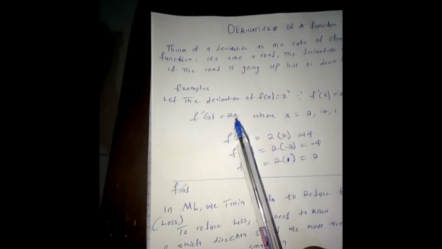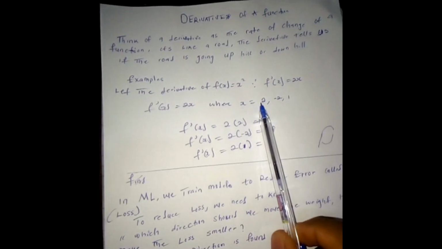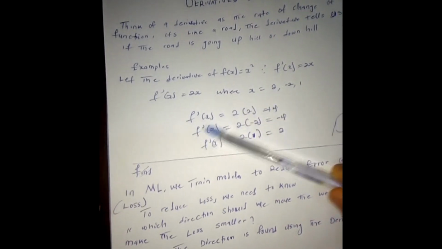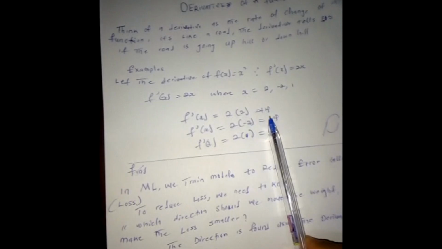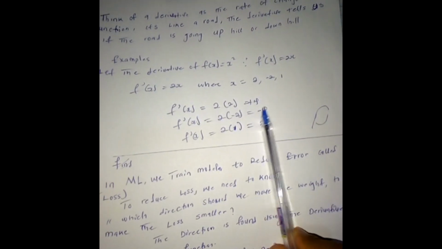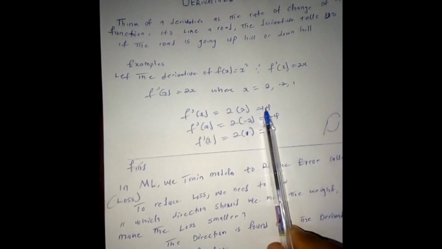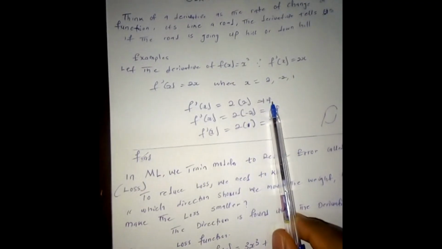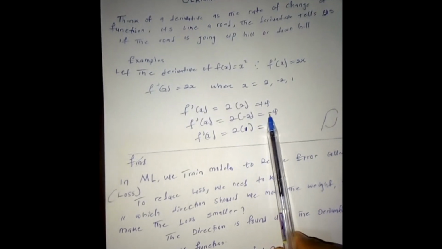Let's think of a situation whereby x is equal to 2, x is equal to minus 2, and x is equal to 1. After inputting all those values, these are what the values gave us. That's the slope. It gave us 4, minus 4, and 2, which means this is an increasing function, this is a decreasing function, and this is an increasing function, because this has a negative value.